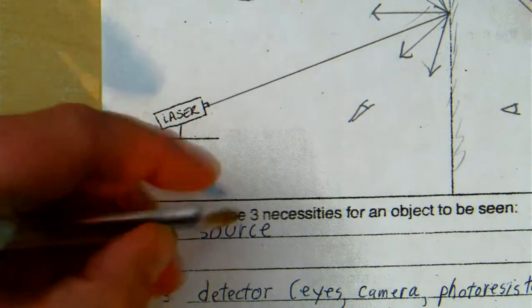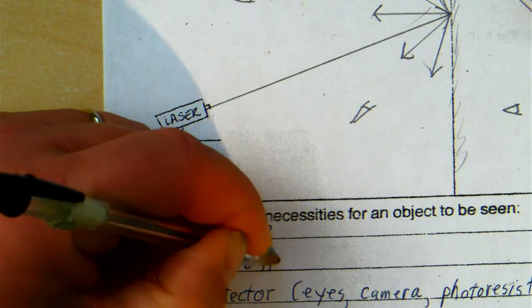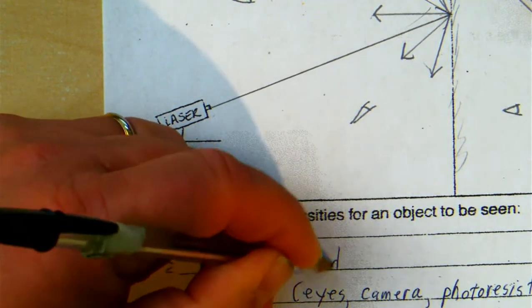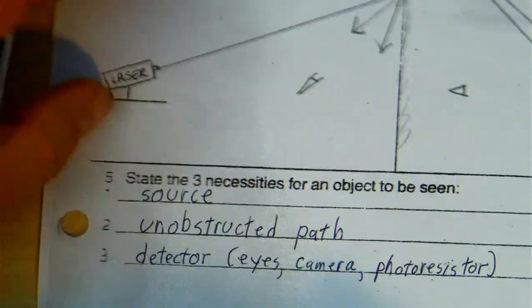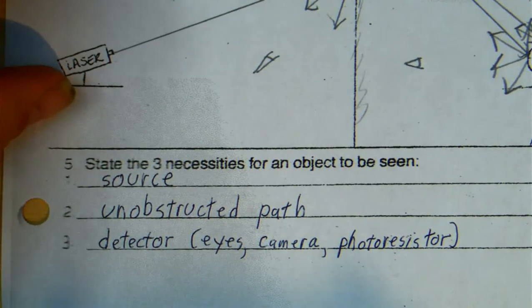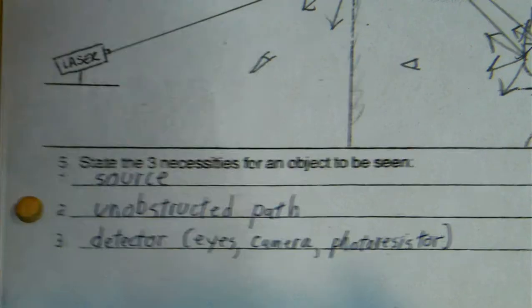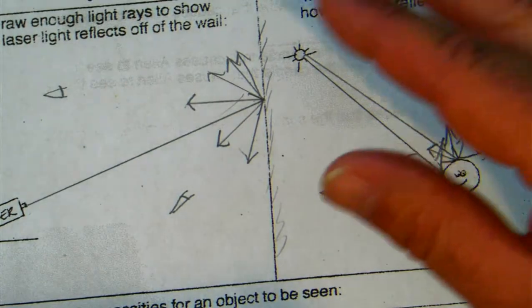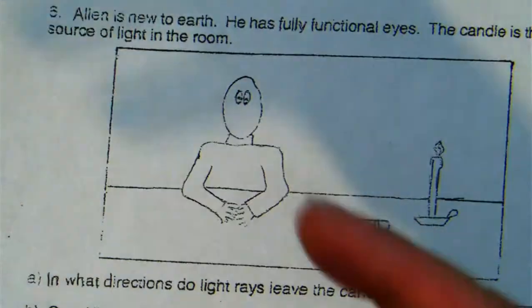So the second condition that we need is an unobstructed path for the light to take. If you block it with a tree, a wall, a building, closing your eyelids, then your detector isn't going to see anything. That finishes the front side. Let's get now to the back side of this fun-filled, exciting educational handout.